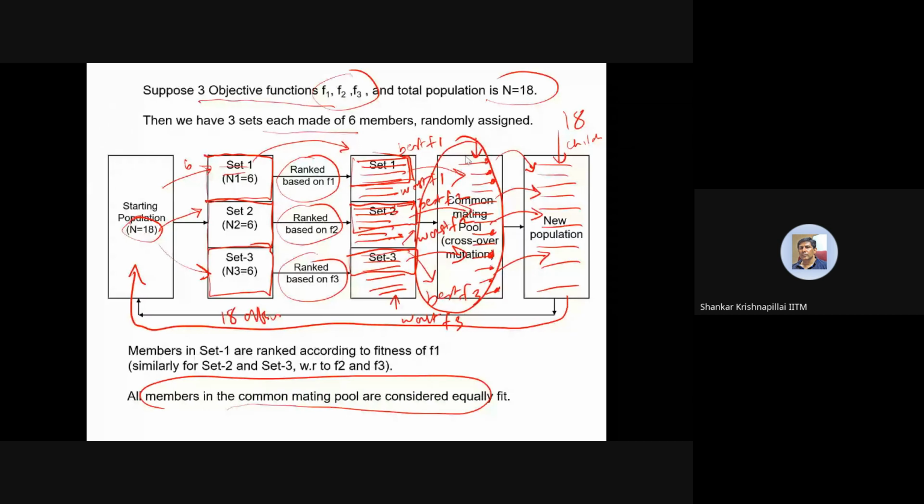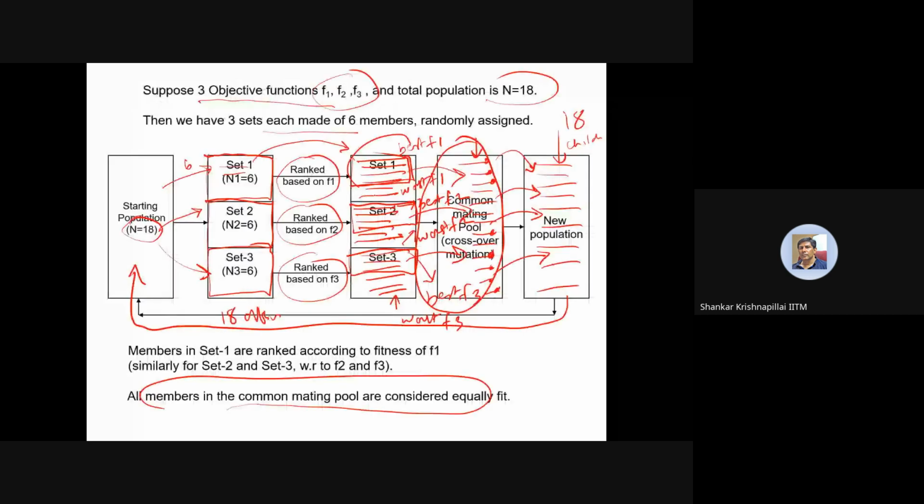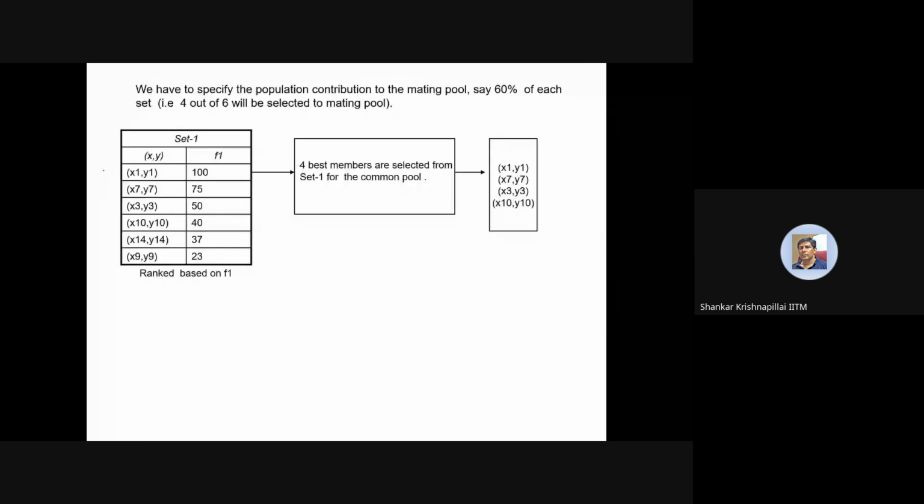So this is just a closer look at set 1. Set 1 will have say 6 members, 4, 5, 6. So they are ranked according to fitness of F1. So suppose our crossover pool is 60%. Then we take 4 out of 6 and it is put into this common mating pool. So this is for set 1 for best.